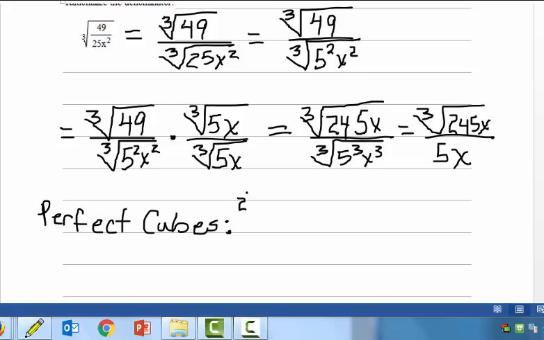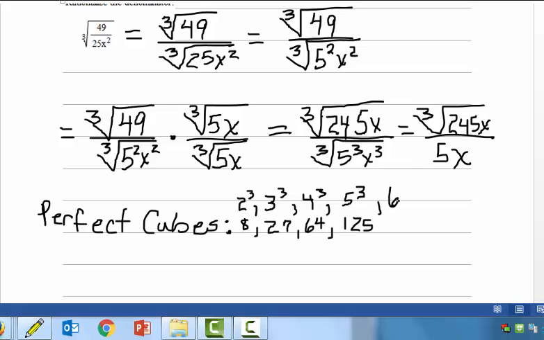So to find the perfect cubes, I start with 2 and cube. So the first perfect cube I'm interested in is 8. 3 cubed is 27. 4 cubed is 64. 5 cubed is 125. 6 cubed is 216. So forth and so on.